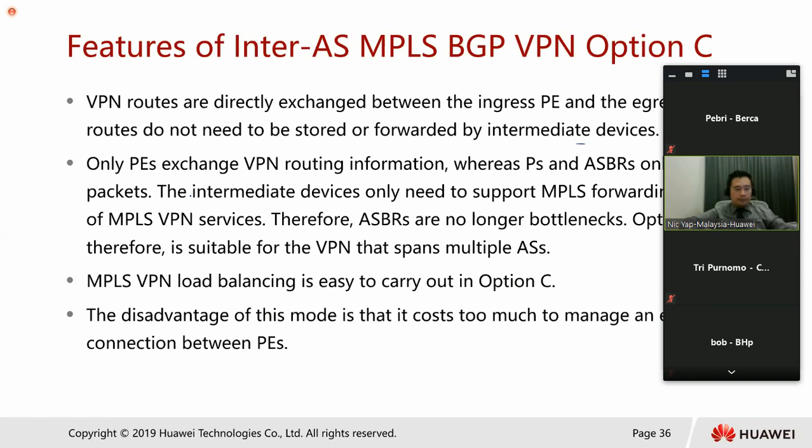Is it okay? And the intermediate device only needs to support MPLS forwarding instead of VPN services. It means they just need to have the basic MPLS, but they do not need to go up to the VPN layers. Therefore, ASBRs are no longer a bottleneck. Option C is suitable for VPNs that span multiple ASs. When interconnecting multiple ASs, option C is a good tool for us to use. Is that okay?